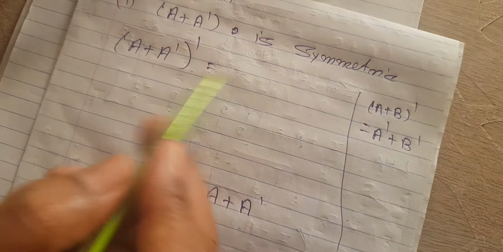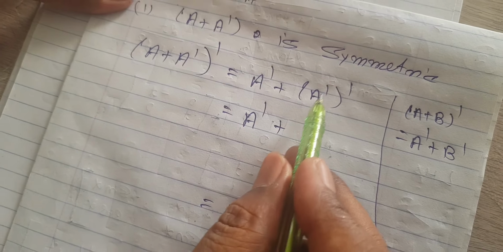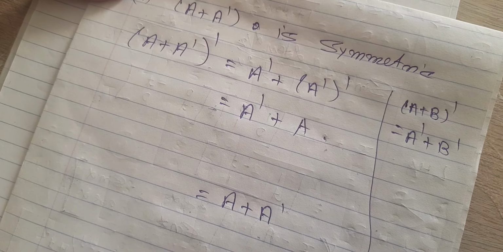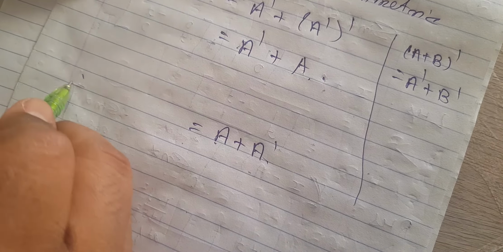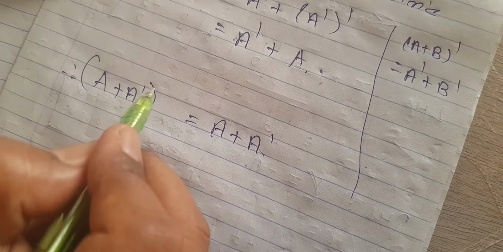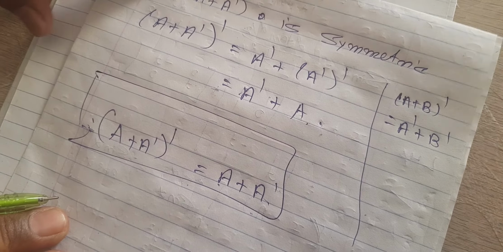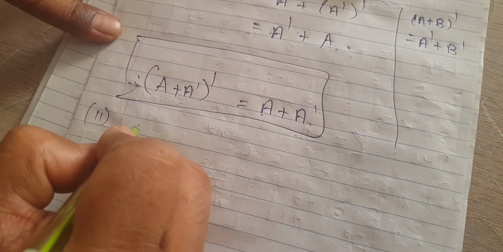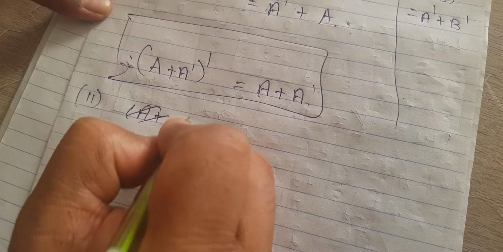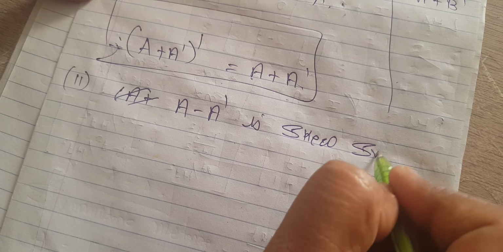So if I use the property, what will happen? A dash plus A dash whole dash. This is nothing but A dash, but here A dash dash is nothing but A. Now in addition we can write A dash plus A is the same as A plus A dash. So that means A plus A dash whole dash is A plus A dash, the thing is same. So A plus A dash is a symmetric matrix. Similarly, second thing, A minus A dash is a skew symmetric matrix.